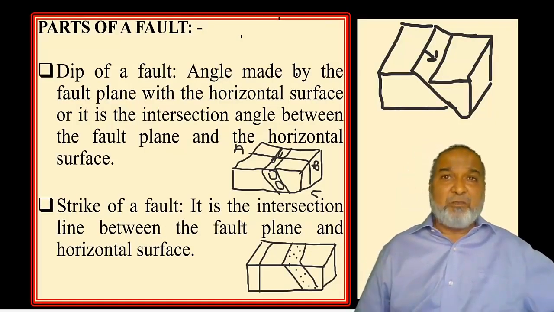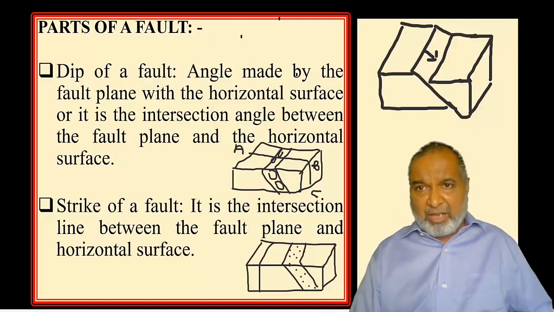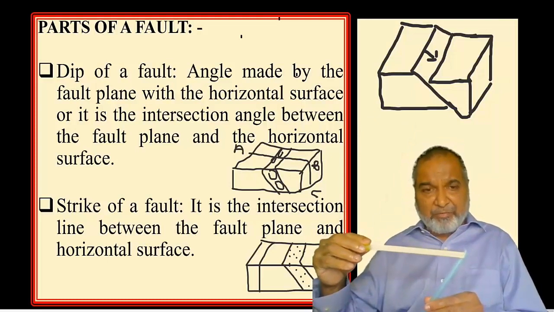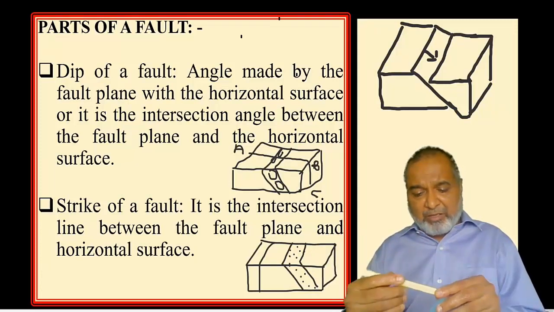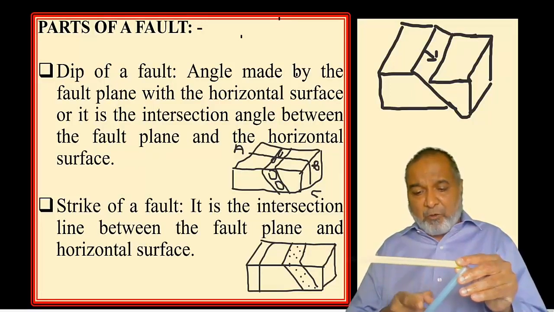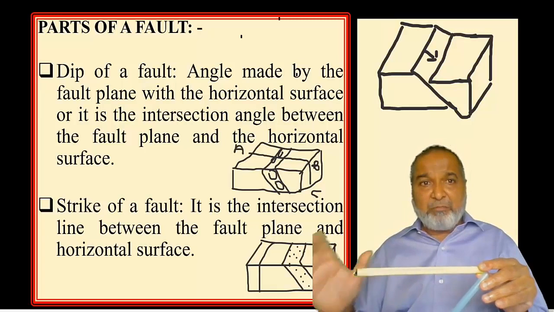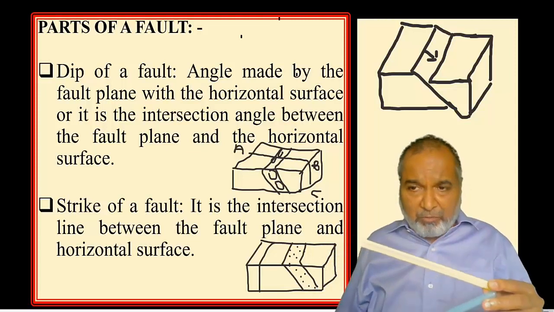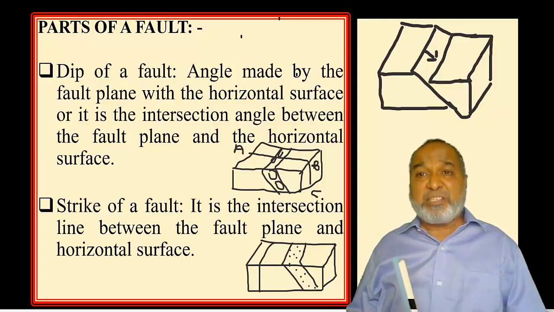Yes, we'll see the parts of a fault. Now, what is the first part? The angle made by the line. This is a fault line, and this is a horizontal surface. Whatever the angle made by the fault with the horizontal surface is called the dip of a fault. The angle made by the fault plane with the horizontal surface, or the intersection angle between the fault plane and the horizontal surface, is called the dip. Clear? Next one, strike of a fault.